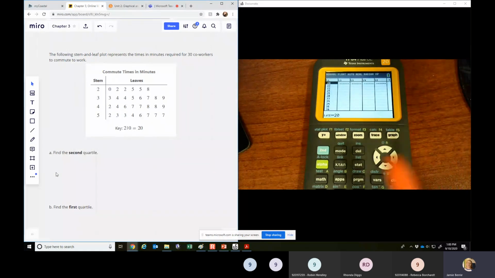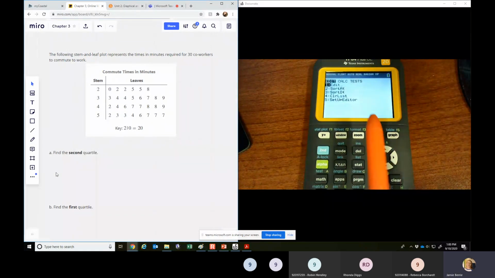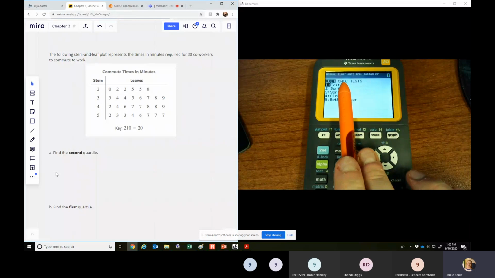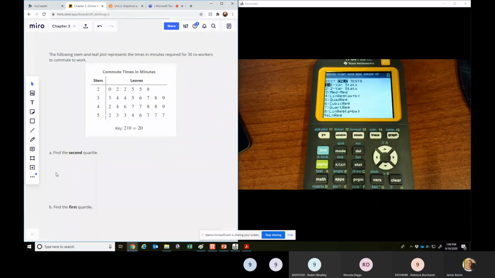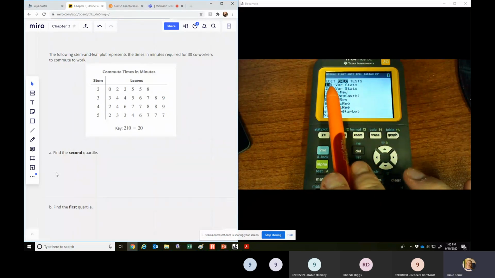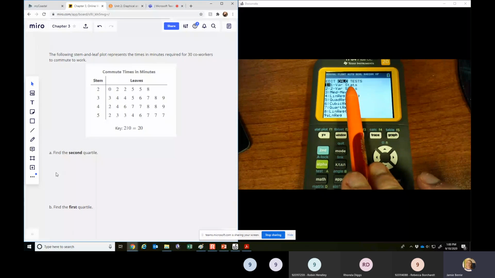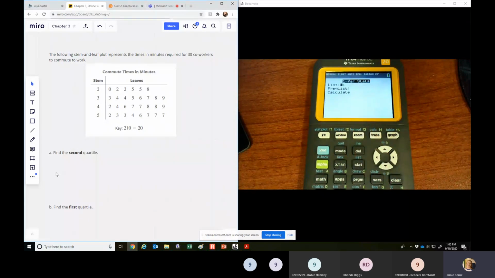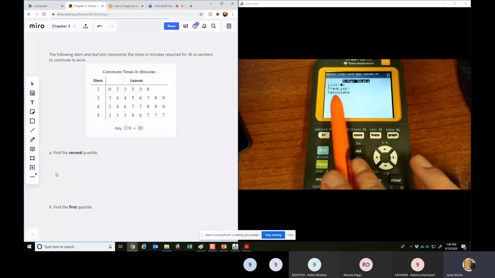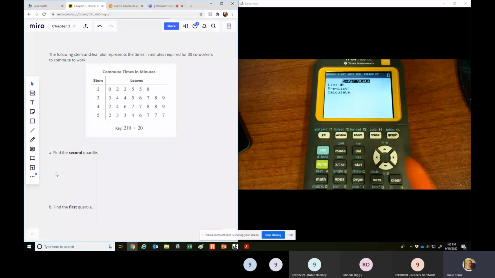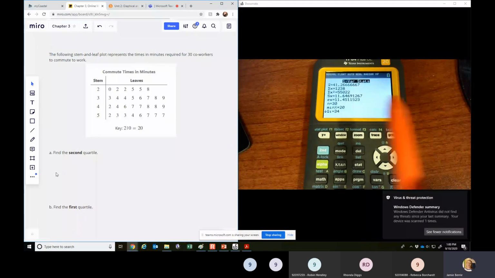All right, so go back to Stat and then go over to Calculate. Remember, Calc stands for Calculate. And then we're going to select our first option, one variable stats. Hit enter. Mine comes up with this extra screen where it asks me which list I'm using. I'm using L1. All right, so I'm going to scroll down, hit calculate. And there we go. Sorry about that.